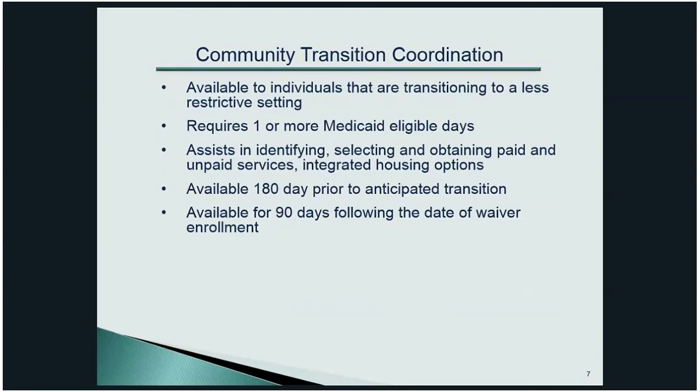The other piece of the community transition supports is really the community transition coordination piece, and essentially this is some additional case management for individuals who are transitioning. This service is available to individuals that are transitioning to a less restrictive setting. One difference between the way we've set up this service and how it is in MFP today is that we would allow someone to, for example, move from an assisted living to their own home. Currently, the MFP program allows people only to transition from places like a nursing facility or other institution into a home and community-based setting.